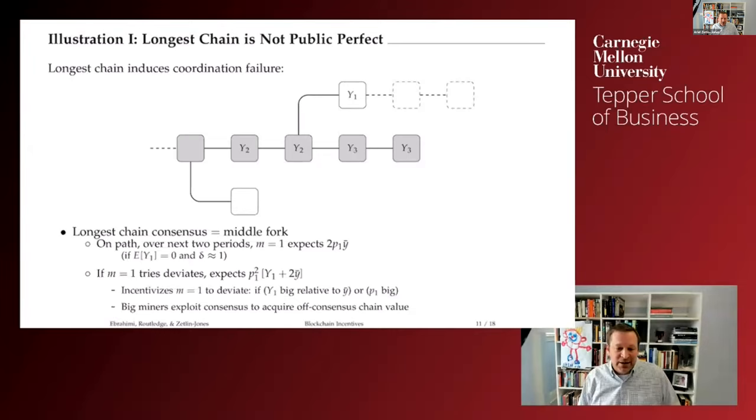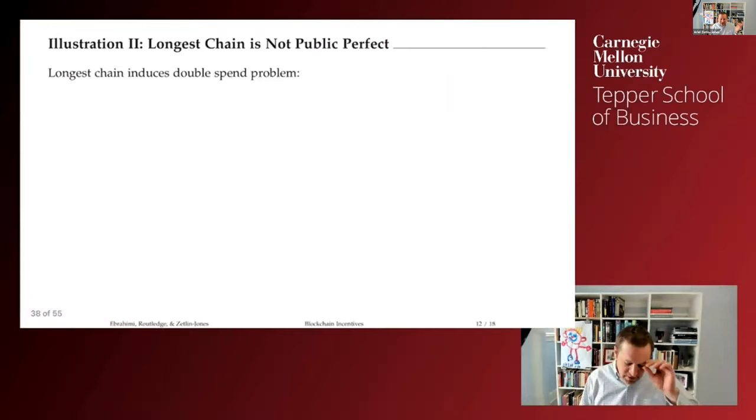Okay, what's the second problem here? So that's a coordination failure. People may want to deviate and not coordinate as we direct them. The second problem is this longest chain may not be public perfect because of what's called a classic double spend.